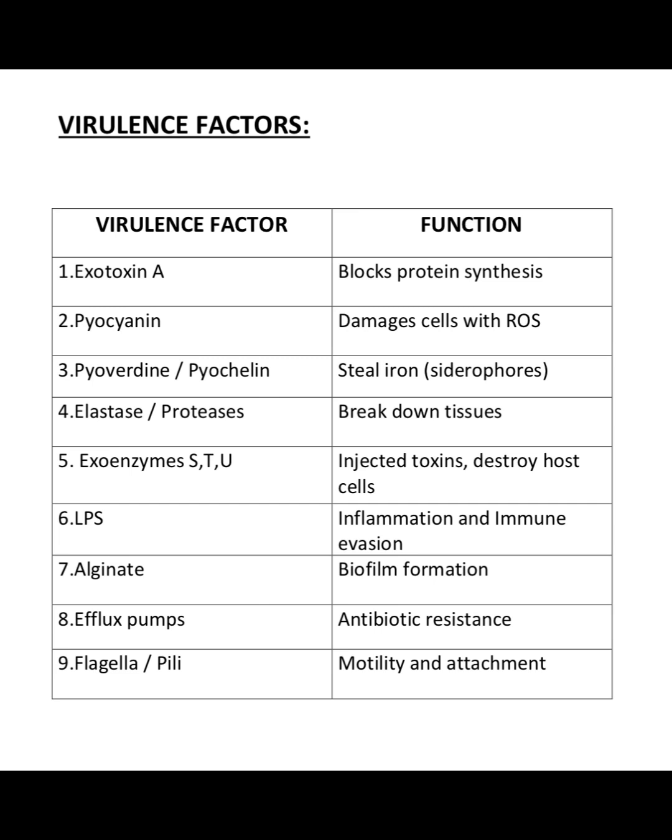Exoenzymes S, T, U and Y are virulence factors produced by Pseudomonas aeruginosa through a specialized system called type 3 secretion system. This system works like a molecular syringe to inject toxins directly into host cells. It disrupts cell signaling, damages the cytoskeleton and kills immune cells.